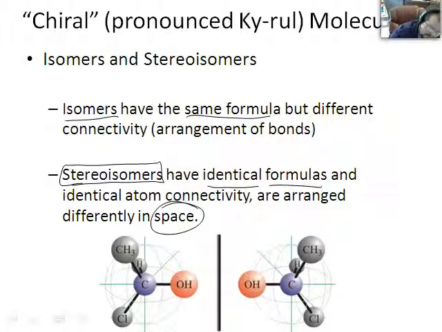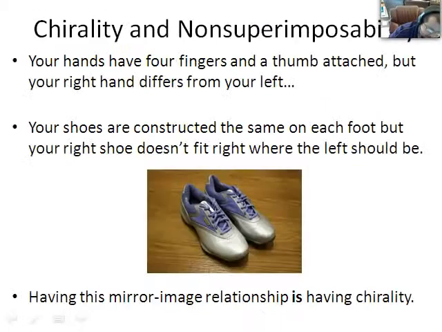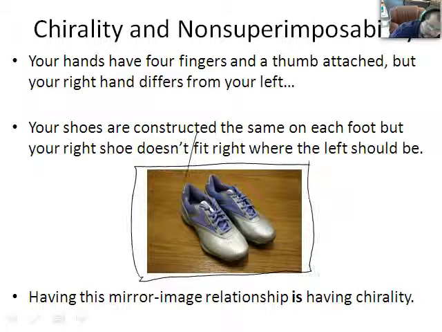Your hands are mirror images of one another, so they would be considered stereoisomers. Your shoes are mirror images of one another, so they would be considered stereoisomers. Same formula, different arrangement in three-dimensional space, but the same connectivity. So, take a look at these shoes. If we drew a little mirror plane going through here, that could be a mirror image. This shoe could be reflecting through the mirror. That's when we get a chiral relationship.